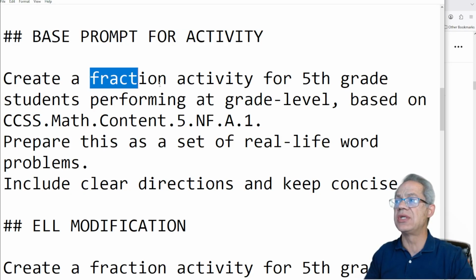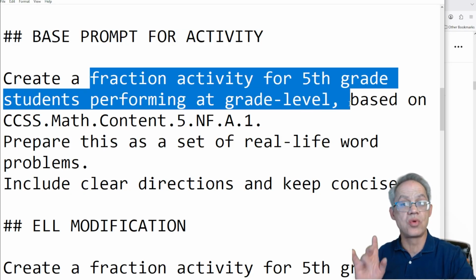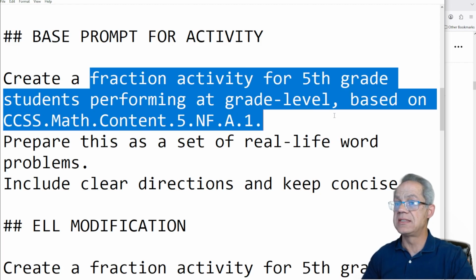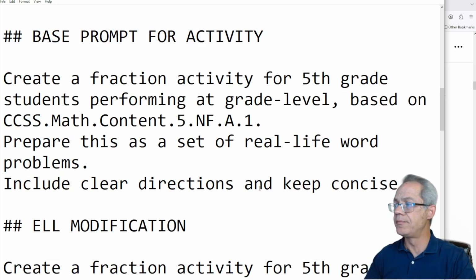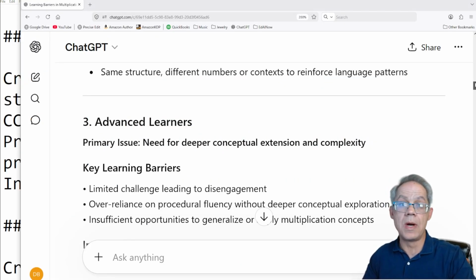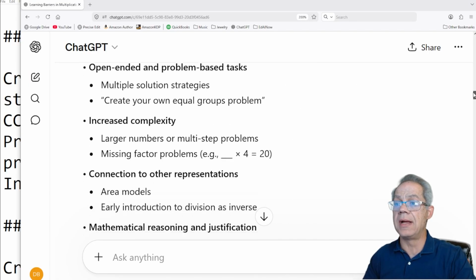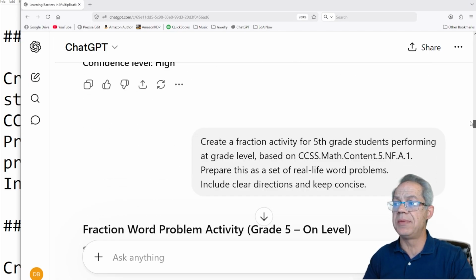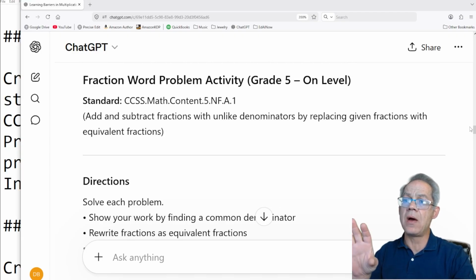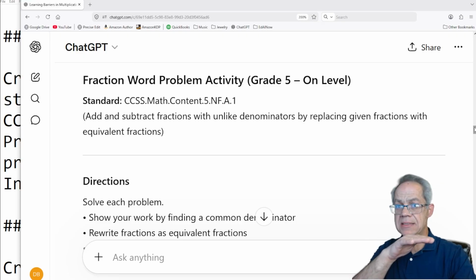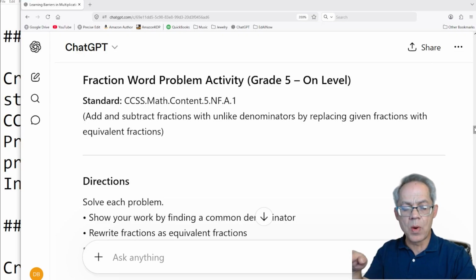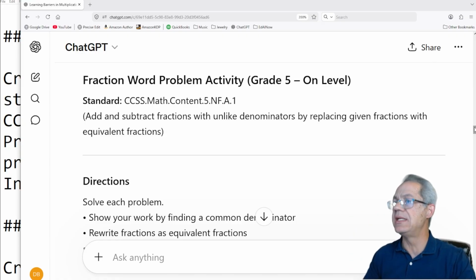So we've got our fraction activity, 5th grade, on grade level, that's important here, standards, and then some things about what the activity should look like. All right, let's take a quick look at what AI gives us for that. Scooting on down just a bit here. So we've got our activity here, our fractional word problem activity. This is the baseline, and now we're going to do some supports and some modifications from this starting point here.